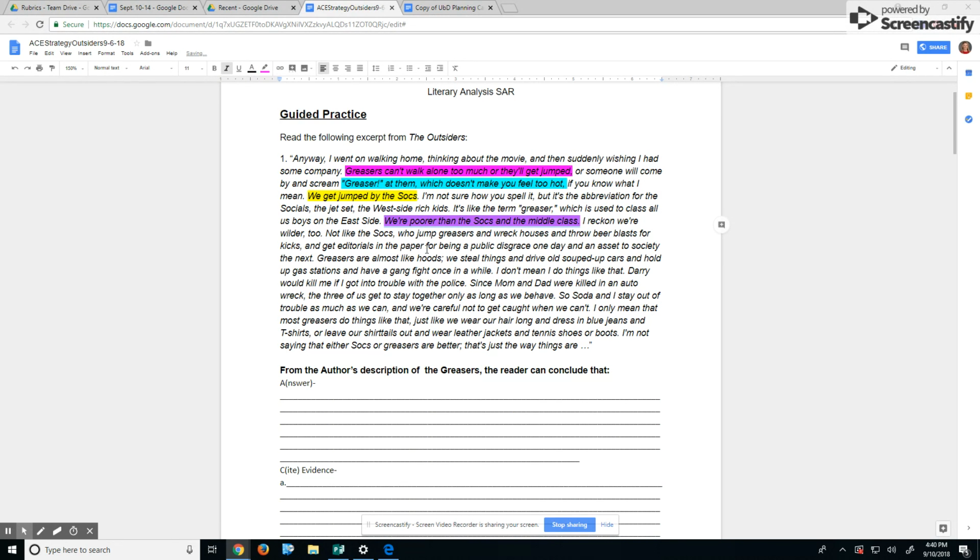Go back to this color. "I reckon we're wilder too." Oh, I like that. So they're wild guys, these greasers. So we can conclude something about that. So we'll go ahead and highlight that.